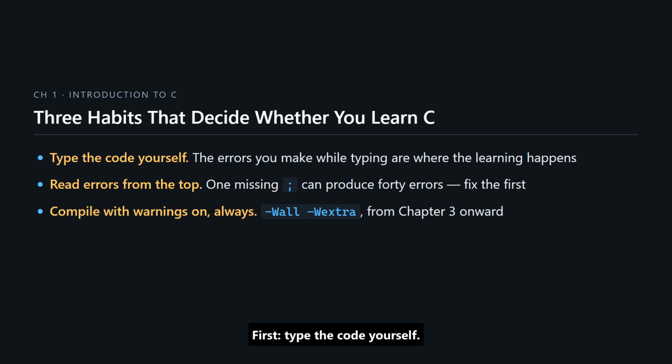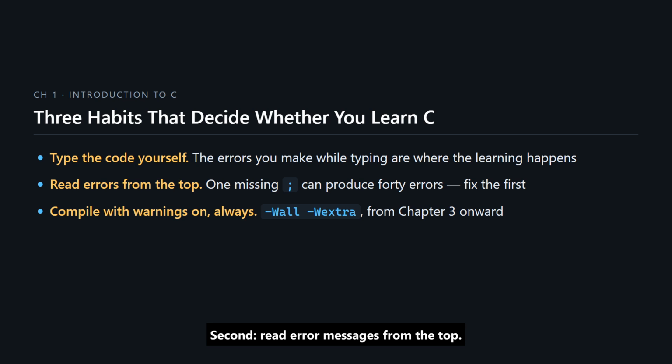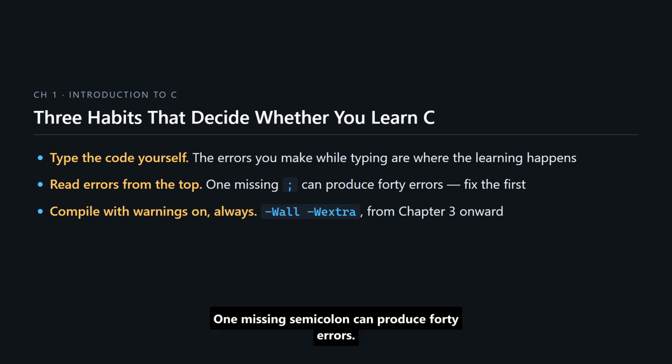First, type the code yourself. Do not copy and paste. The muscle memory and the errors you make while typing are where the learning actually happens. Second, read error messages from the top. 1 missing semicolon can produce 40 errors. Fix the first one, recompile, and 39 of them usually vanish.